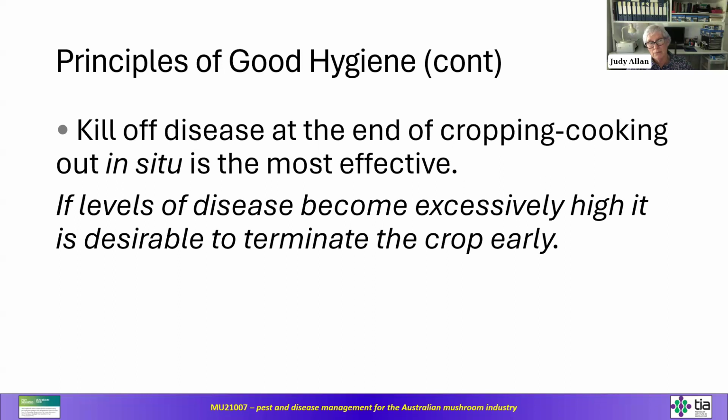So, of course, if levels of disease become excessively high, it is desirable to terminate the crop early. That's all about minimising the amount of flies or inoculum that are there to spread, because the war of hygiene is a numbers game. Next slide.